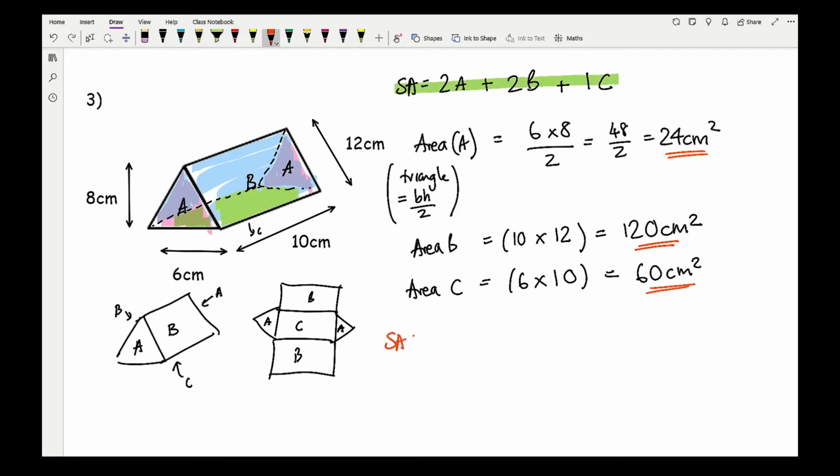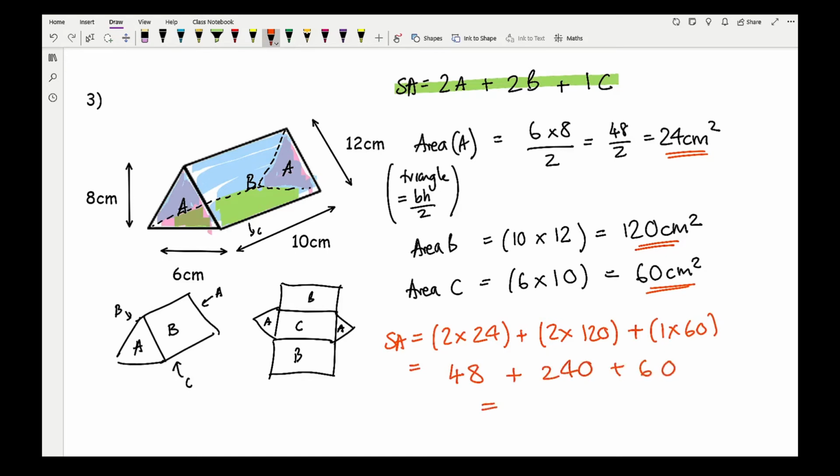So the surface area is going to be 2 lots of A, which is 2 times 24, plus 2 lots of B, which is 120, plus 1 lot of C, which is 60. So working this out, I've got 48 plus 240 plus 60, which all added together gives me 348, and the units are going to be centimetre squared.